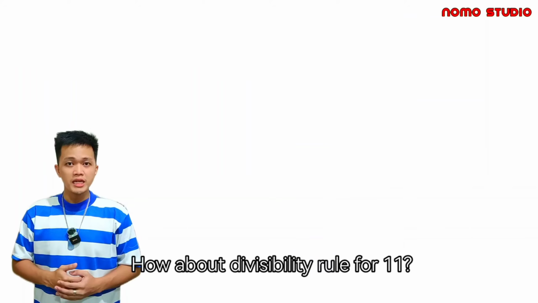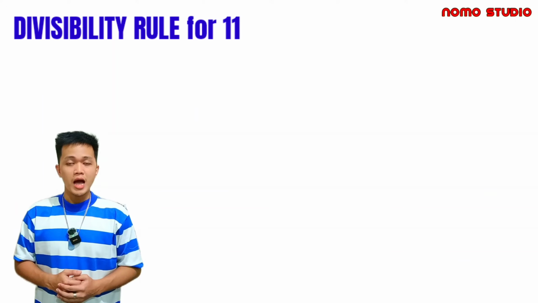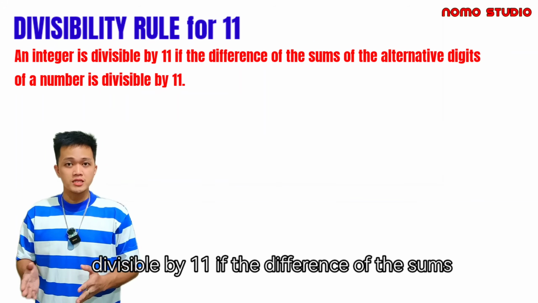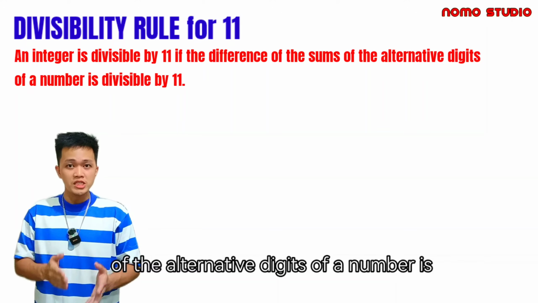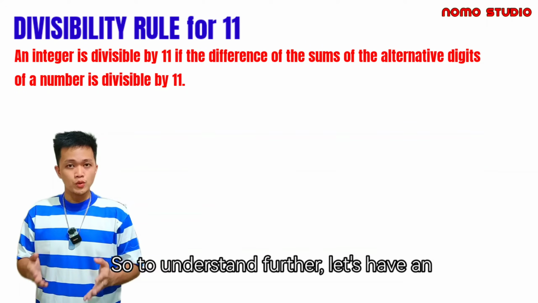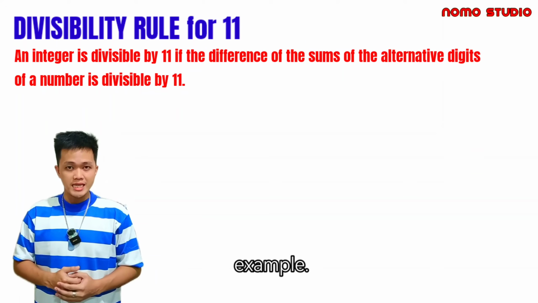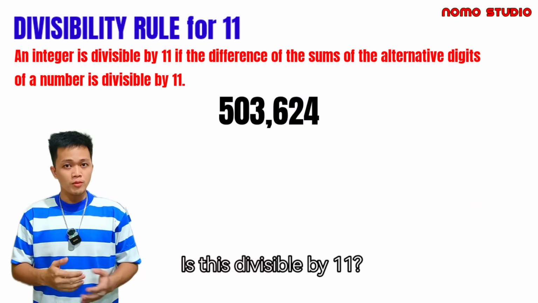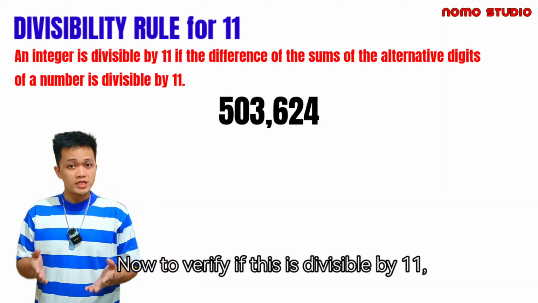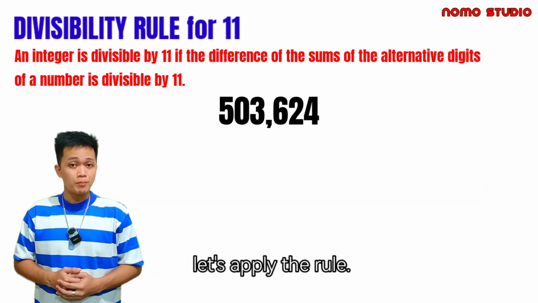How about the divisibility rule for 11? According to this rule, an integer is divisible by 11 if the difference of the sums of the alternating digits of a number is divisible by 11. So, to understand further, let's have an example. Is this divisible by 11? Now, to verify if this is divisible by 11, let's apply the rule.